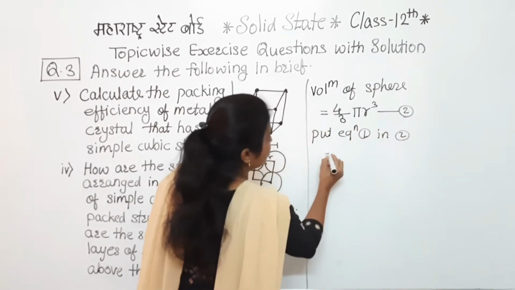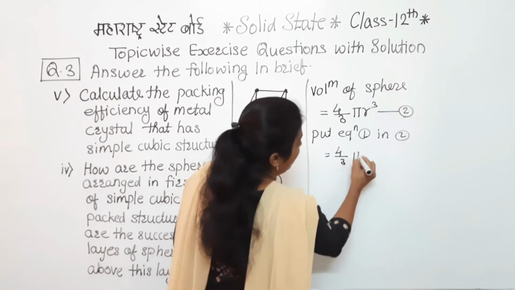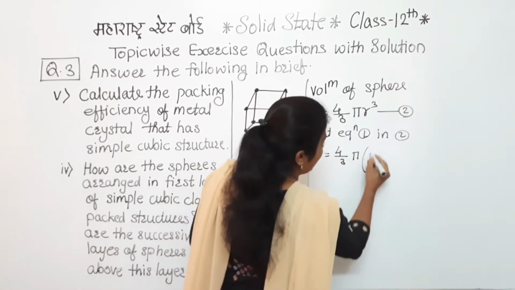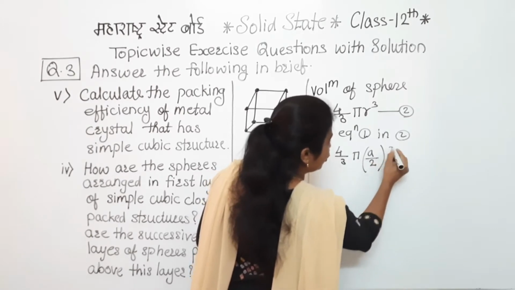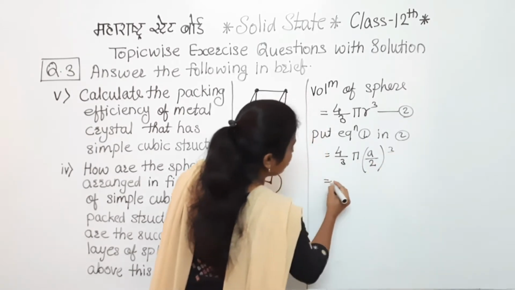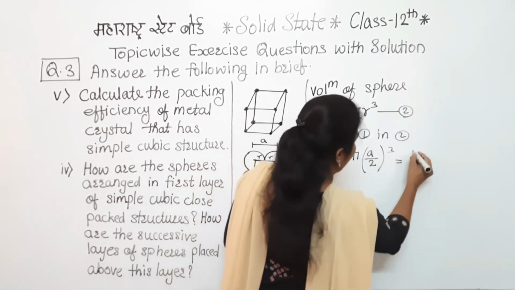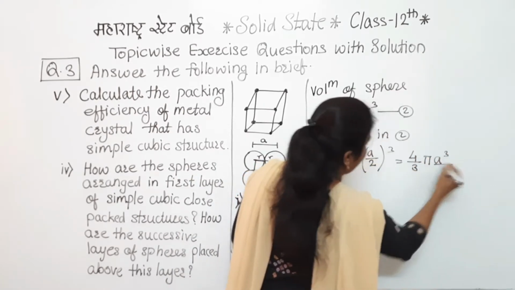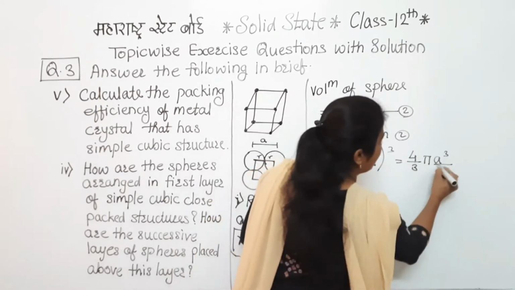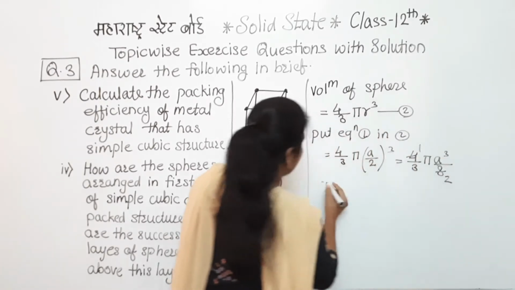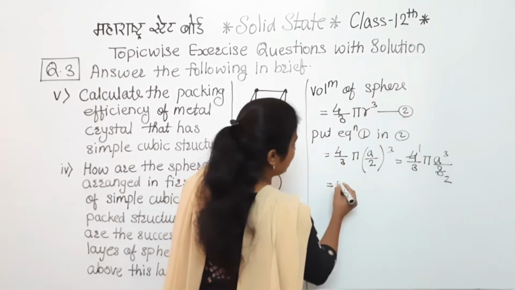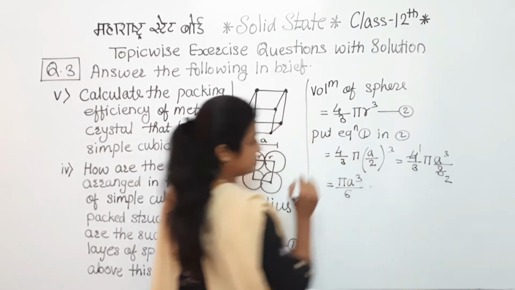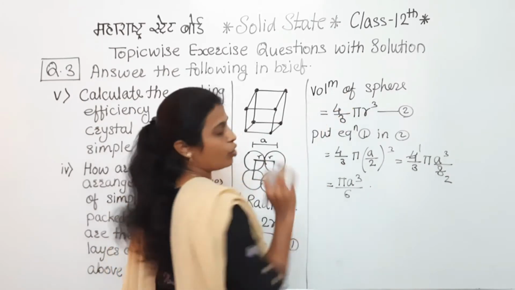So what will be the equation? See here, 4 by 3 pi r cube. Instead of r we have to write a by 2, and the cube will be there. Simply now see here, 4 by 3 pi a cube divided by 2 cube, which is 8. 4 2s are 8, so finally we are getting the equation pi a cube divided by 6. Here we have completed the volume of the sphere.